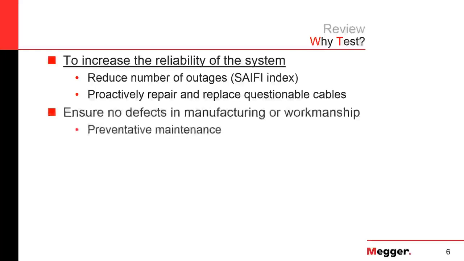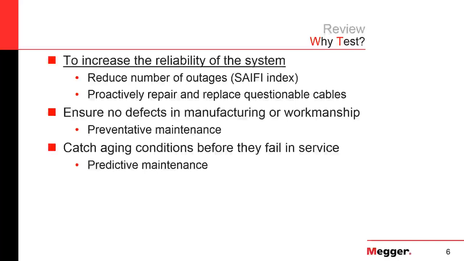There are two main types of maintenance that we do with cable testing. I consider the first one preventative maintenance, where we help ensure that no defects in workmanship or manufacturing enter the cable system. We catch those before the cable goes into service. The other type is predictive maintenance. After the cable has been in service for some time, we try to catch aging conditions before they fail in service, through normal aging, before they're actually a real problem.